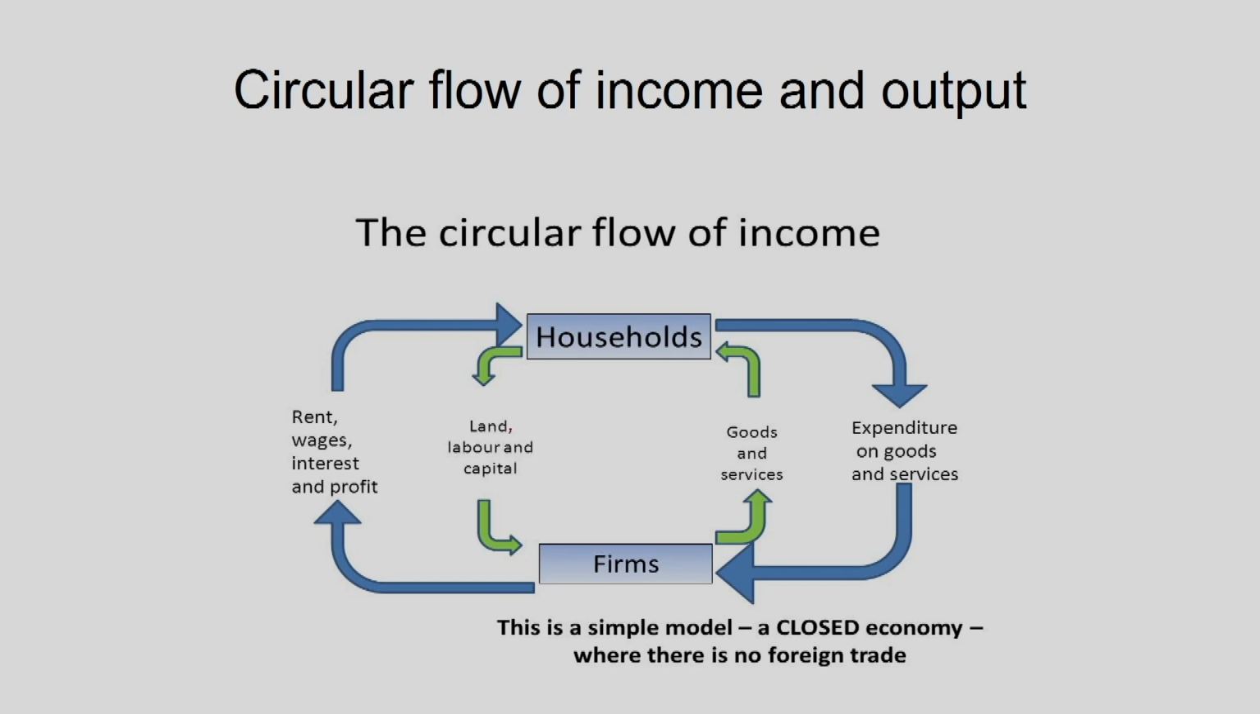The resources such as land, labor and capital are provided by the households to the productive sector or the business sector or the firms. They are also otherwise referred to as the business sector. For these productive services, they receive rewards in the form of rent, wages, interest and profits. So the households provide land, labor and capital to the firms, and in return the firms provide rent, wages, interest and profit to the households.